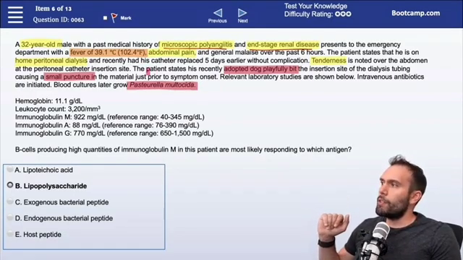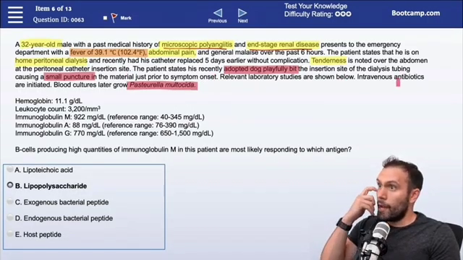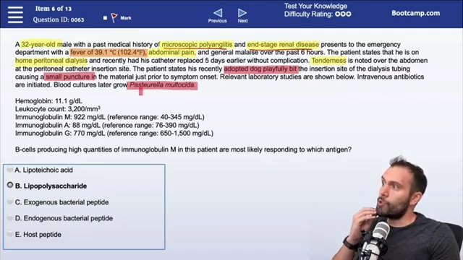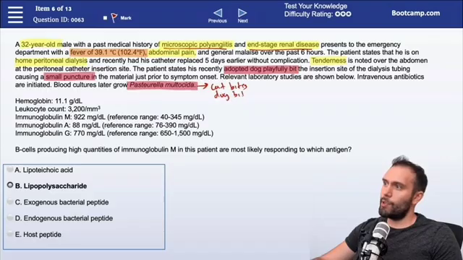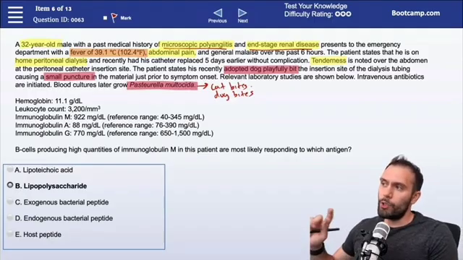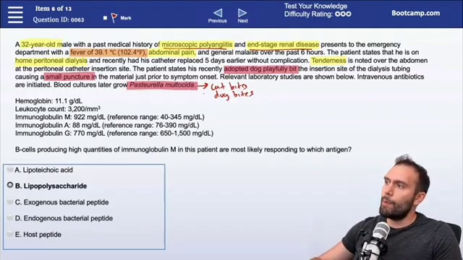So we just see tenderness along the insertion site of the catheter. Relevant laboratory studies are shown below. IV antibiotics are initiated and blood cultures later grow Pasteurella. So Pasteurella in general, when you're thinking about this, you think about cat bites, dog bites, not as much scratches. Cat scratches, right? If you're thinking cat scratch disease, you might be thinking more Bartonella. But Pasteurella, usually thinking cat or dog bites. And remember, Pasteurella is a gram-negative bacteria.